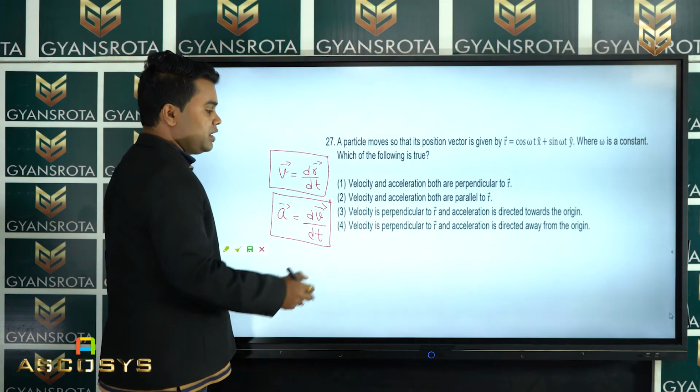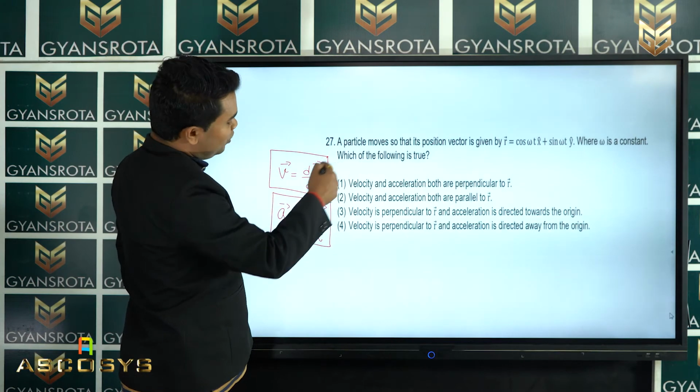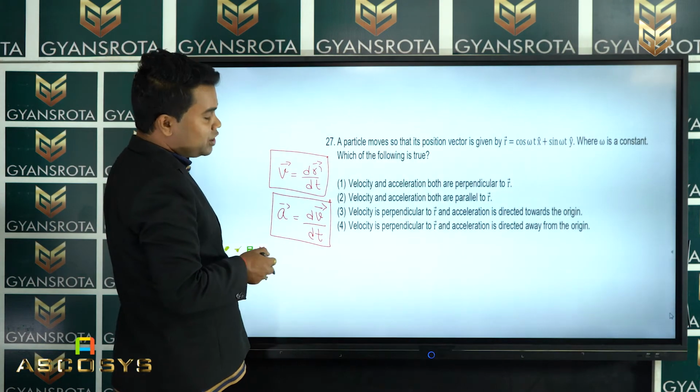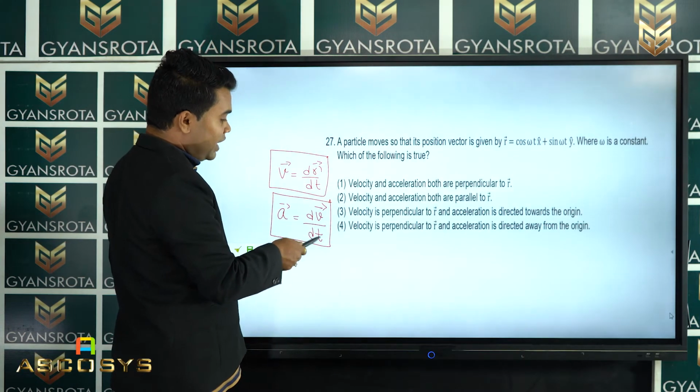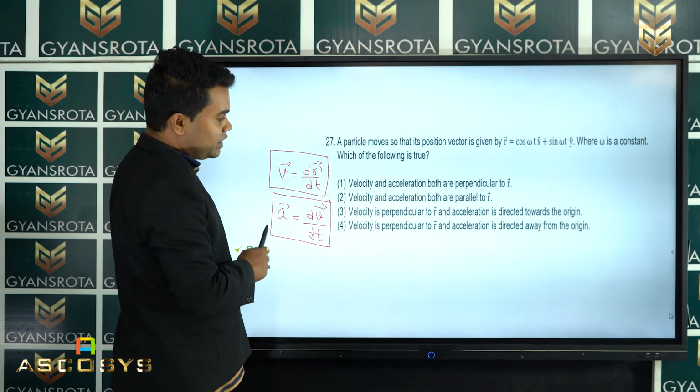So at first you need to know what r is. You just put the value of r here and then differentiate with respect to time, and whatever you get here, you put in place of this one and differentiate with respect to time. So acceleration will be found out.